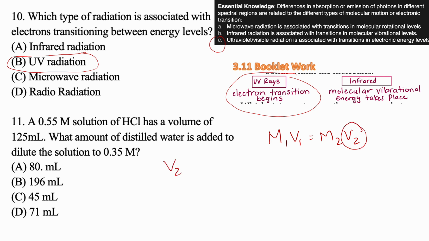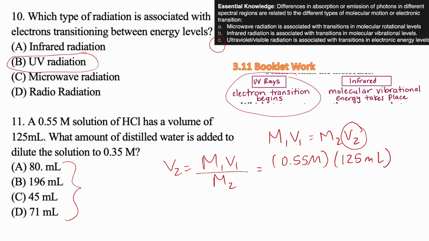So if we're solving for V2, that's going to be M1 V1 over M2. M1 is 0.55 molar. V1 is 125 milliliters. The reason I am keeping that in milliliters is because all of our answers are in milliliters. And then our final molarity is 0.35 molar. So our molar units cancel out. If I multiply 0.55 times 125 and then divide it by 0.35, I end up getting 196 milliliters.